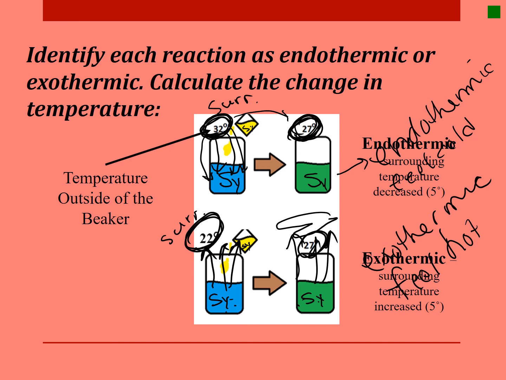Hopefully you have a basic understanding of exothermic and endothermic reactions, the signs of a chemical reaction, which are those 6 signs, the parts of a chemical reaction, which are your reactants and your products, and also physical versus chemical changes. All right, have a great evening.